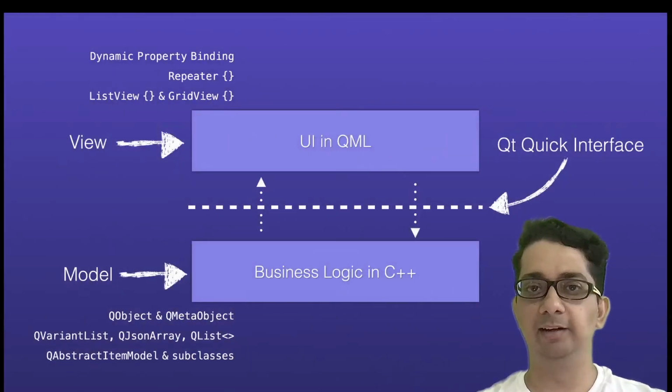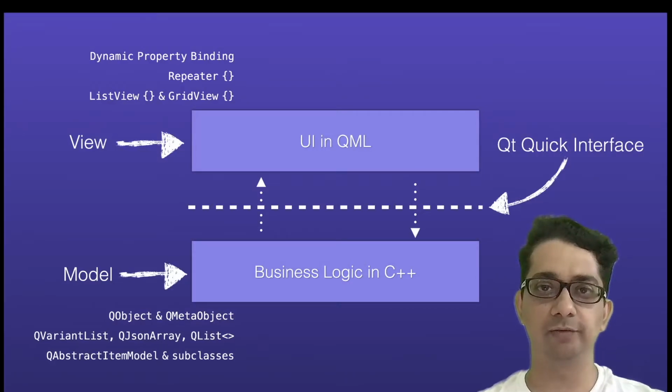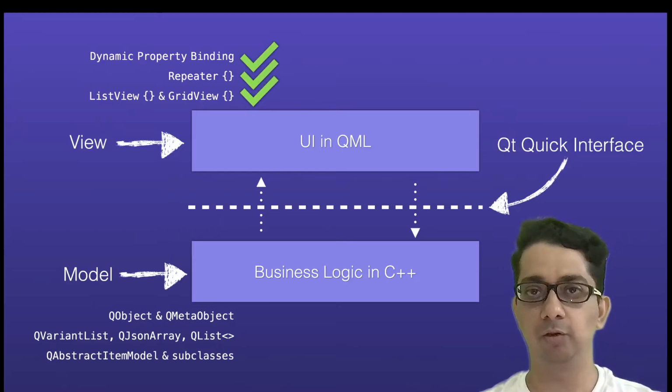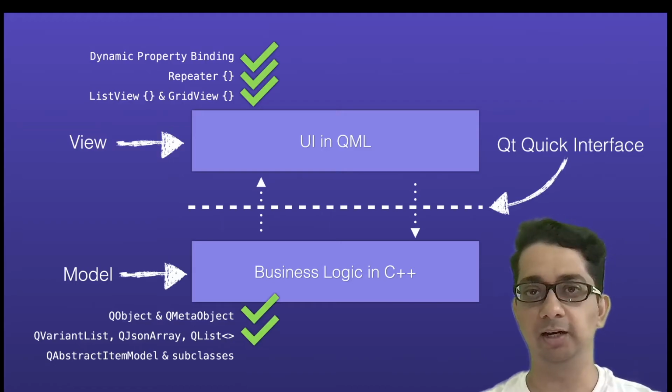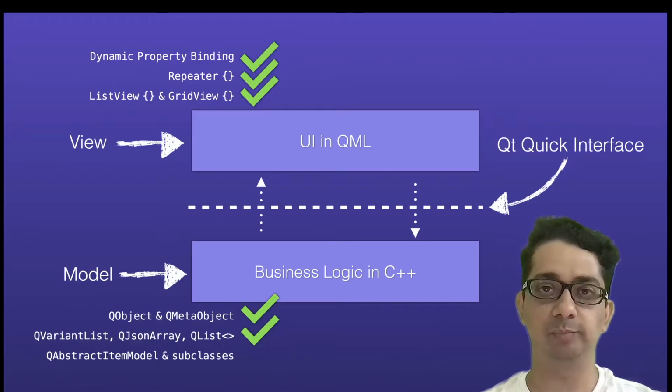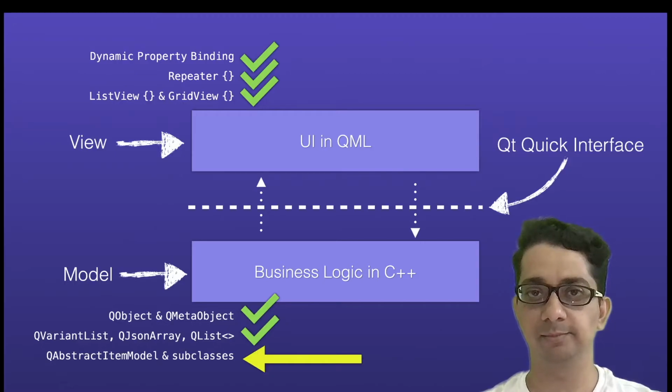Let's step back and review the model view infrastructure we have covered in the presentation so far. On the view side, we have seen examples of property binding, repeater, and list view. And on the model side, we have seen an example of QObject and QMetaObject, container classes like QJsonArray and QList, specifically the QStringList. One last thing that's left for us to cover is an example of a specialized model class, which is QAbstractItemModel and subclasses.